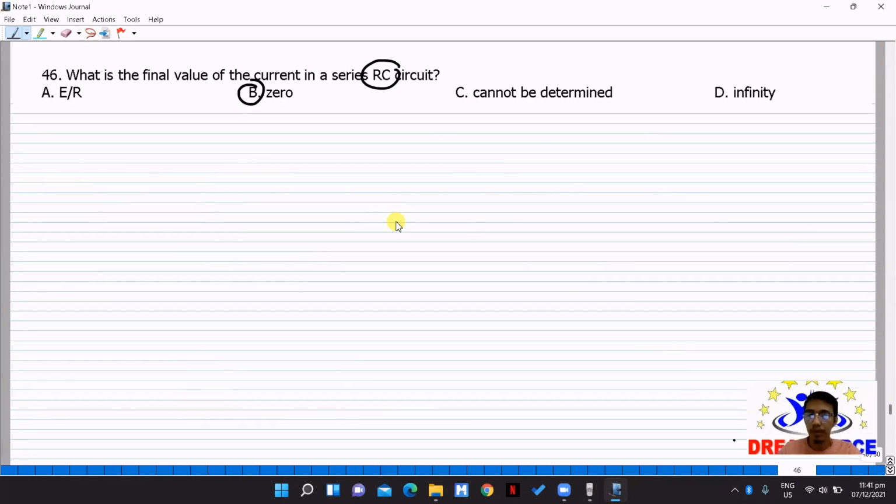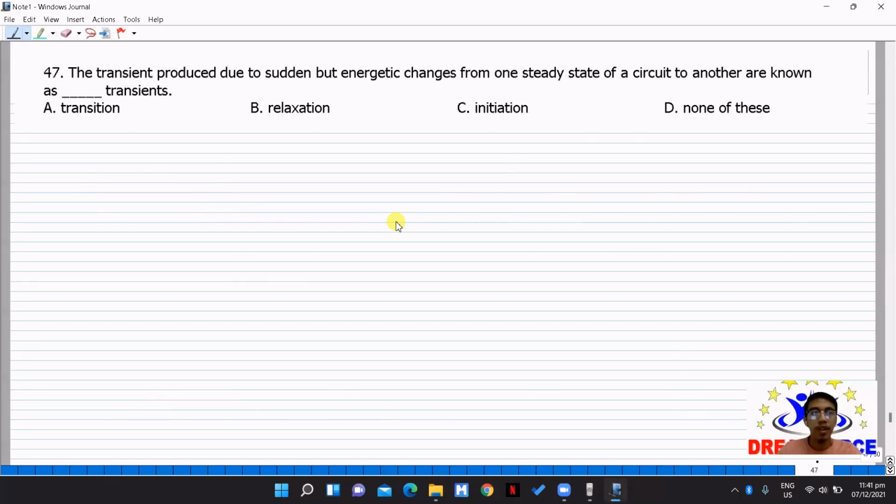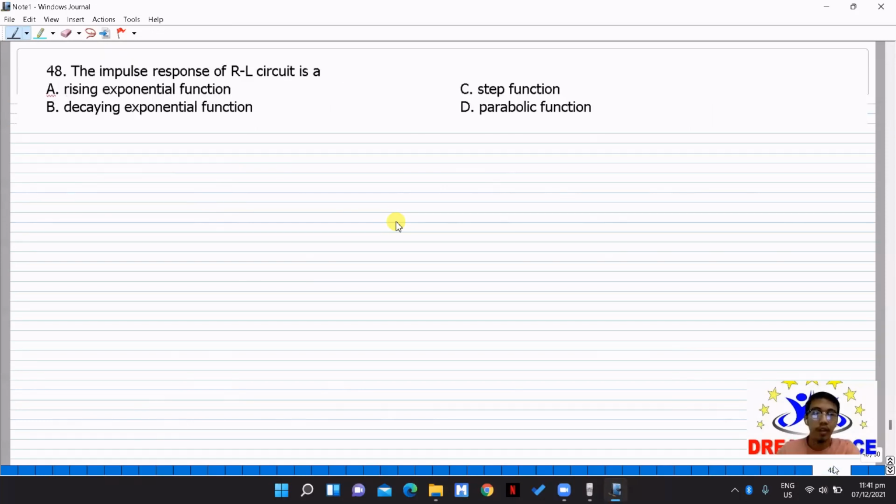47. The transient produced due to sudden but energetic changes from one steady state of a circuit to another are known as, they are transition transients. So letter... Next number 48. The impulse response of RL circuit is, that is letter B, decaying exponential function. Number 49.